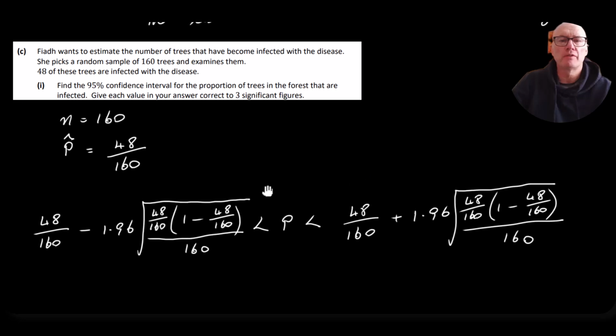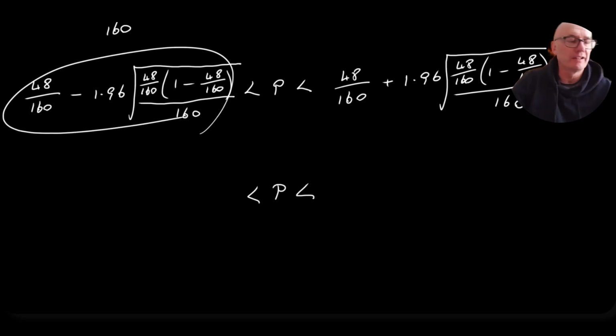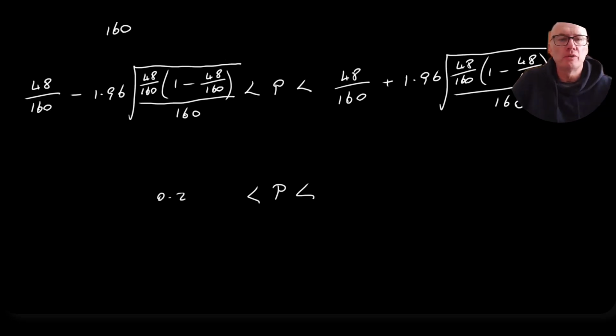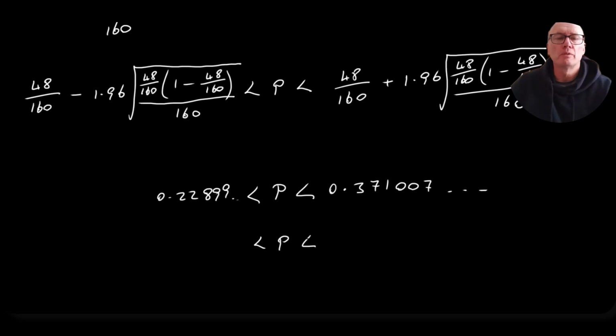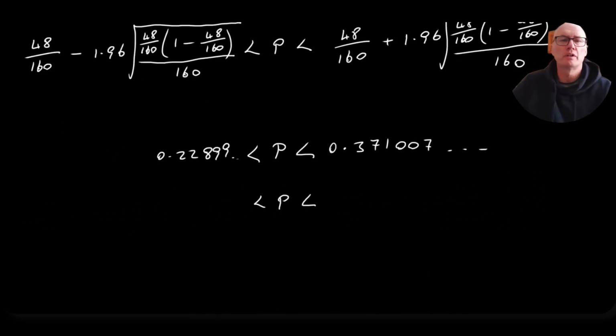So that's really our confidence interval. We've just got to do these calculations. So we have p greater than and p less than. This is all just calculator work. When you do all of this on your calculator, you get 0.22899 and so on. And then on the right hand side you get 0.371007. So we've got to round these to 3 significant figures. Give each answer correct to 3 significant figures. So 3 significant figures would mean we would stop there.